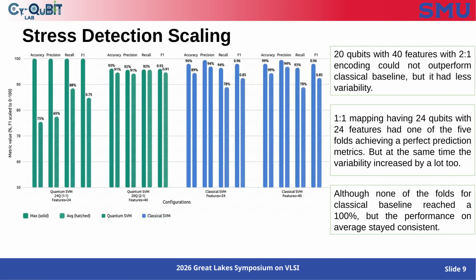For stress detection, the results show an important trade-off. The dense 2-to-1 encoding with 20 qubits and 40 features did not outperform the classical baseline, but it showed lower variability. In contrast, the sparse 1-to-1 mapping with 24 qubits and 24 features reached perfect prediction metrics in one of the 5 folds. However, this came with much higher variability. The classical baseline did not reach perfect performance in any fold, but it remained more consistent on average. This suggests that higher peak performance alone is not enough; stability across folds is also critical.